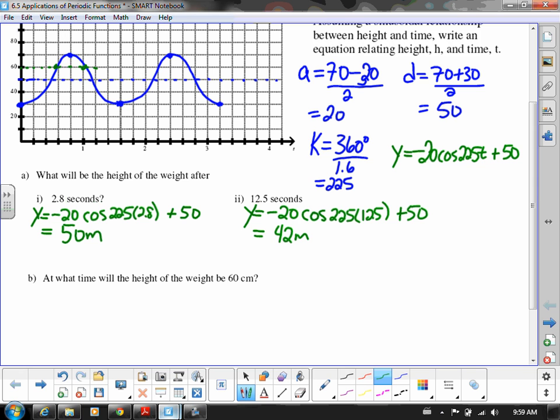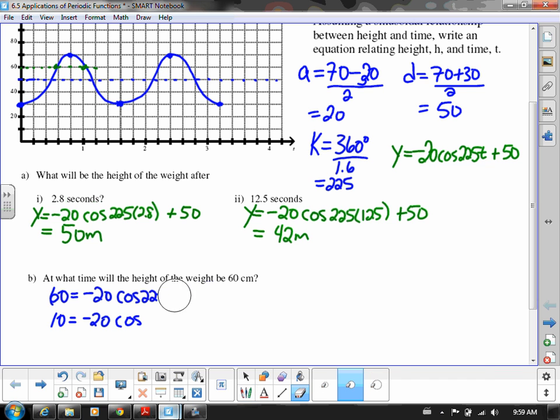So how are we going to come up with those answers? We're going to use the equation. So we have 60 equals negative 20 cosine of 225t plus 50. Now we're going to use our order of operations. The first thing I'm going to do is subtract 50 from both sides. That leaves me with 10 equals negative 20 cosine of, oh, I just realized here I dropped the 5. So that's 225t.